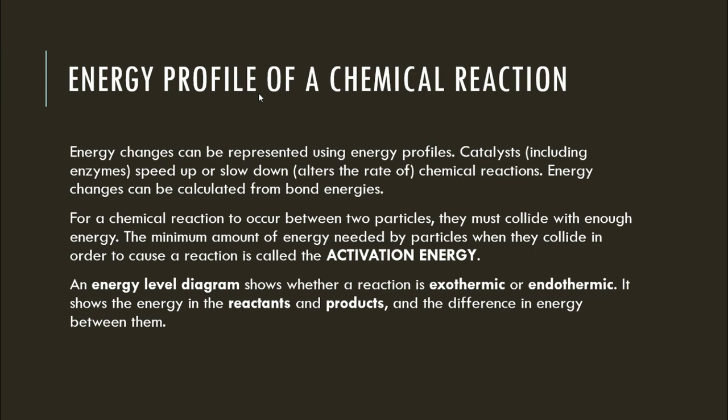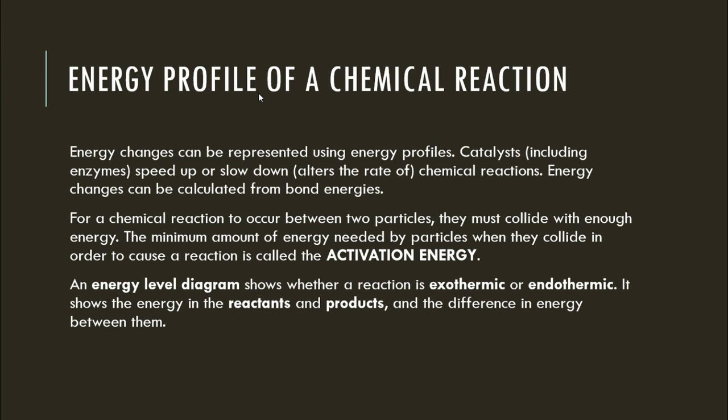So for a chemical reaction to occur between two particles, they must collide with enough energy. The minimum amount of energy needed by particles when they collide in order to cause a reaction is called the activation energy. Before the reactant can be converted to the product, they need to have a particular energy called the activation energy. Some people say the activation energy is a barrier. Before you can jump over a barrier, you must have the energy that the barrier is having. Do you get my point? So the energy you need to be converted to product is the activation energy. You need to overcome that energy.